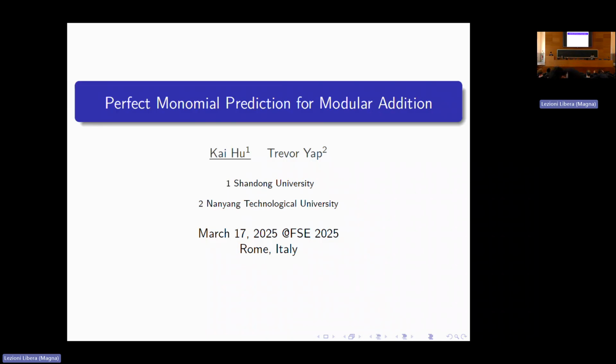The first talk is Perfect Monomial Prediction for Modular Addition by Kai Hu and Trevor Yap, and Kai Hu presents the talk, please. Thanks for the introduction. My name is Kai Hu, and this is joint work with Trevor Yap, and the title is Perfect Monomial Prediction for Modular Addition.